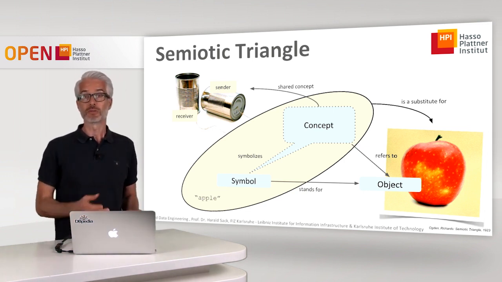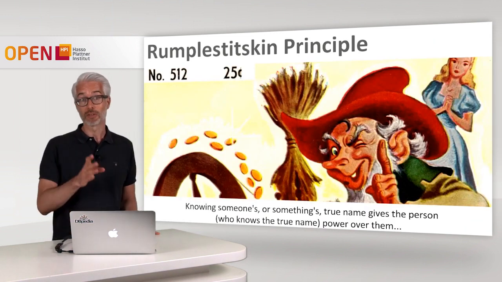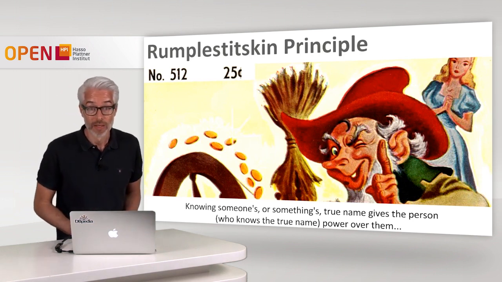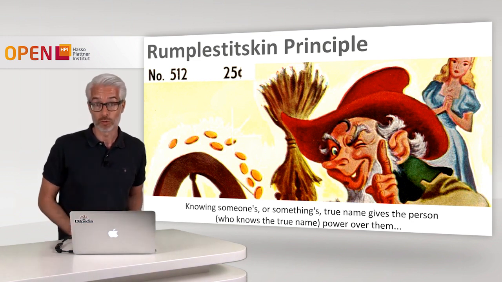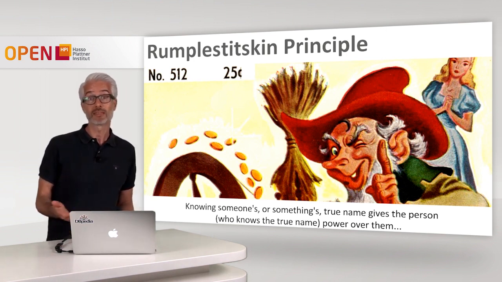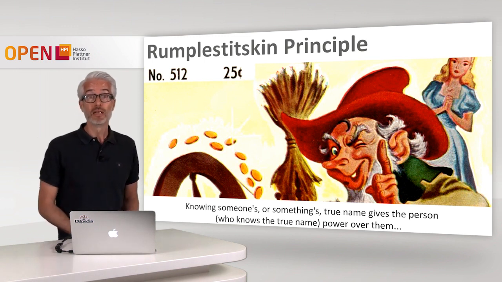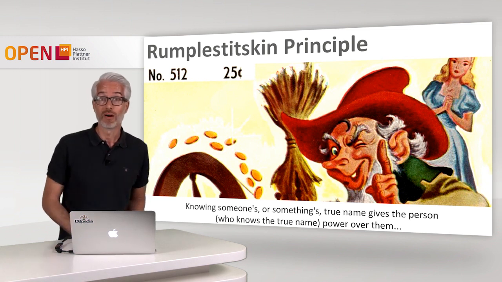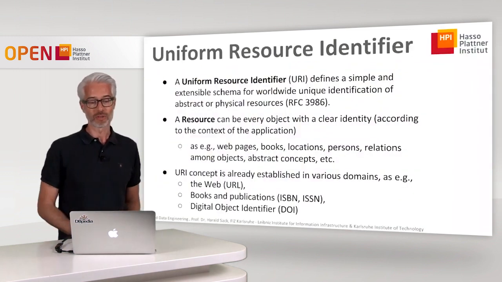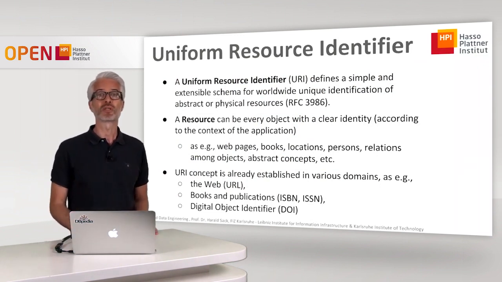To make use of symbols, of course, you have to know the name of the thing. This is the famous Rumpelstiltskin principle: knowing someone's or something's true name will give you power over them, which means you can identify things and reference things. The URI on the web gives us the chance to apply this principle also for linked data. There you use the Uniform Resource Identifier to give everything its proper name.